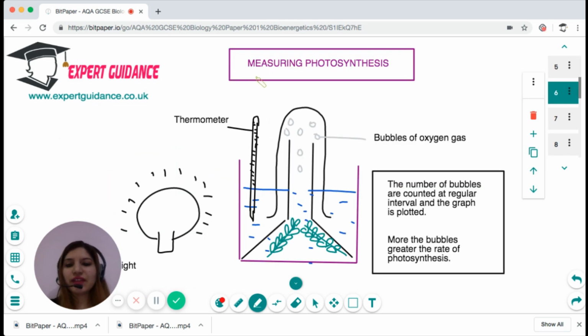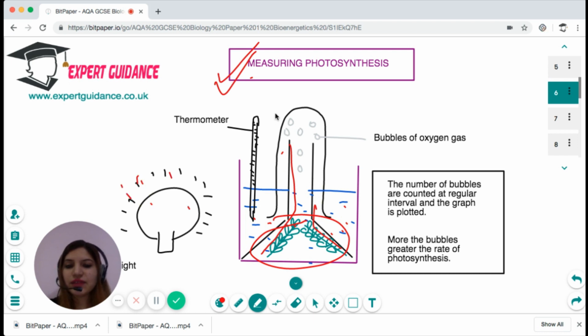Now, you must have done this experiment in school. How do you measure the rate of photosynthesis? We take an aquatic pondweed like Elodea or Hydrilla. We insert it into water, and then we measure the temperature of the water, and then we bring the light intensity, and we will see the bubbles coming off. The bubbles coming off are of oxygen, which indicates that photosynthesis is taking place. The more the bubbles, the greater the rate of photosynthesis. So you can test various factors affecting photosynthesis by this experiment.